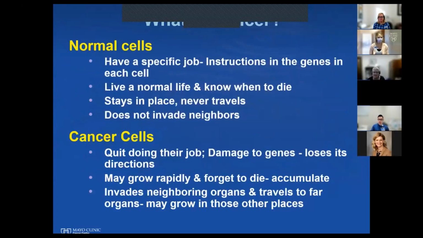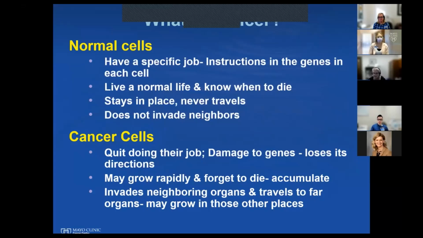So I guess this is really just to also recap that normal cells have a very specific job to do. They follow the instructions of the genes in each cell. They live a normal life and they know to die off, and they replace themselves one cell for one cell. They stay in place. They don't travel to other parts of the body. They don't damage or cause problems to their neighbors.